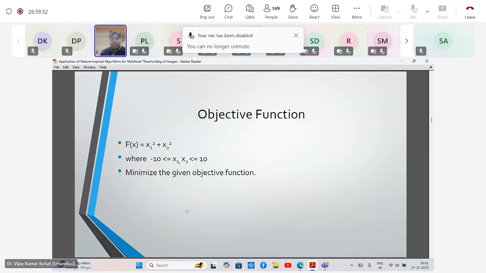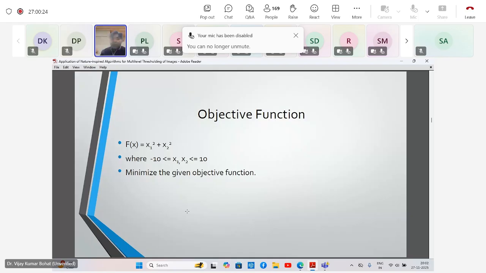like in these equations, suppose the objective function which we need to optimize, or for which we need to find the best value, is to minimize x1 square plus x2 square. So there are infinite solutions of this particular problem, because x1 and x2 lie between minus 10 and 10. Minus 10 is the lower bound and 10 is the upper bound of those two variables, and they can have infinite values between minus 10 and 10. But we need to find the value for which this particular function is minimum.